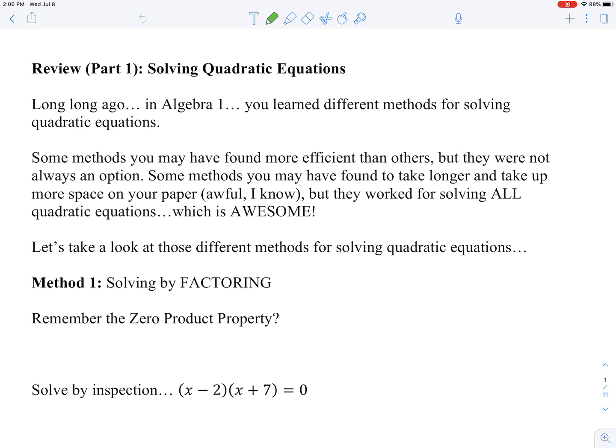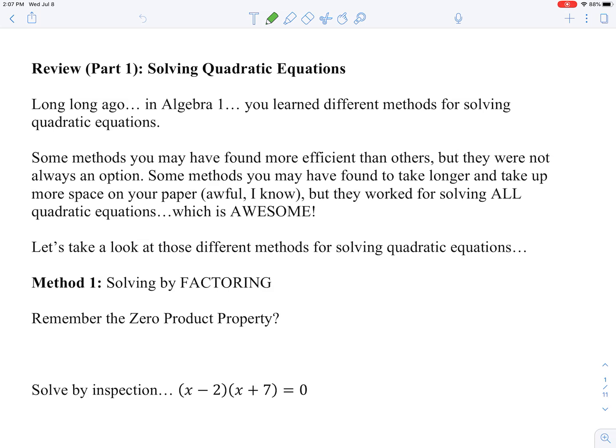So this worksheet is two parts. The first part, I'm going to briefly review the different methods for solving quadratic equations. And then the second part, I'll do another video reviewing how to come up with the solution set for quadratic inequalities.